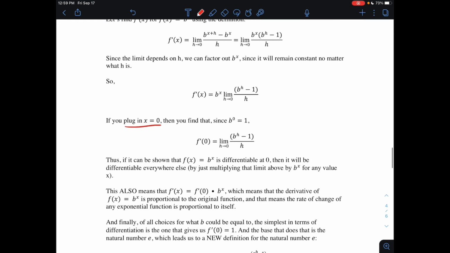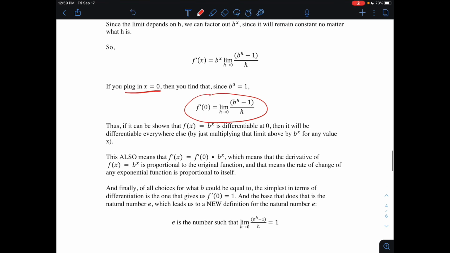Thus, if it can be shown that f of x equal b to the x is differentiable at 0, which we're sort of playing around with here, then it will be differentiable everywhere else by just multiplying that limit above, meaning this limit, by b to the x. This also means that f prime of x, the derivative of any exponential function, is really equal to the derivative evaluated at 0 times b to the x, the original function.